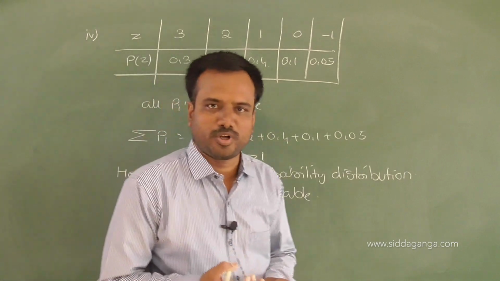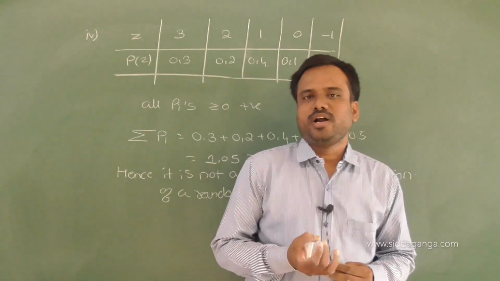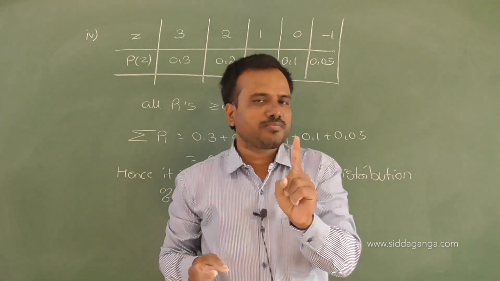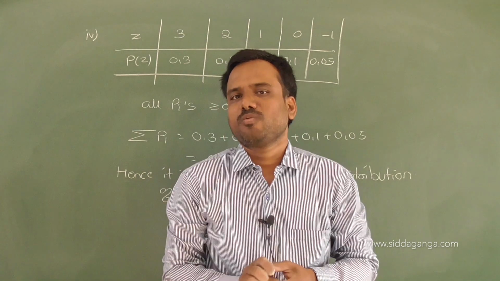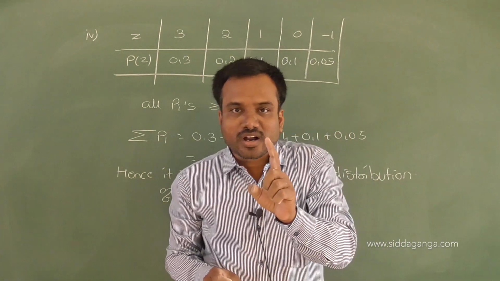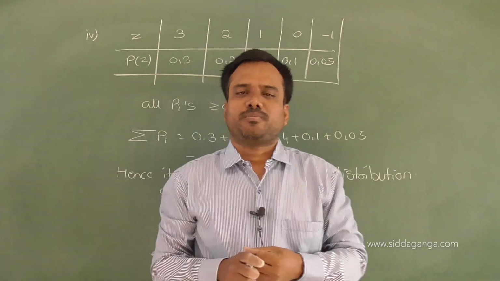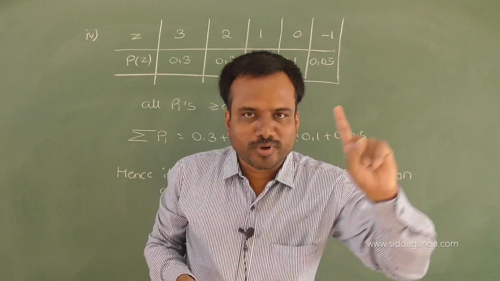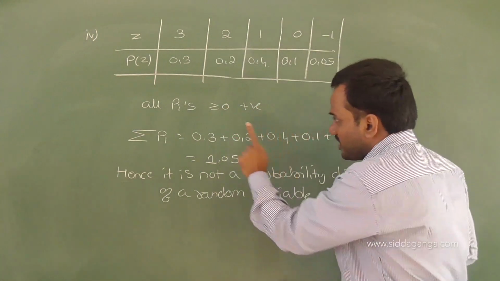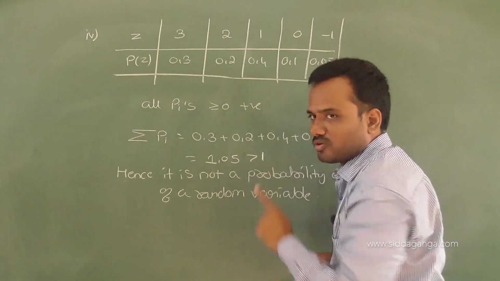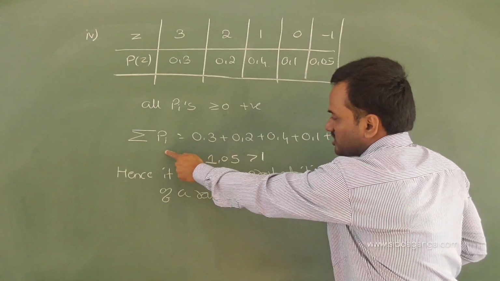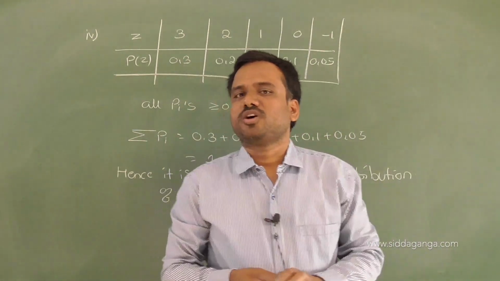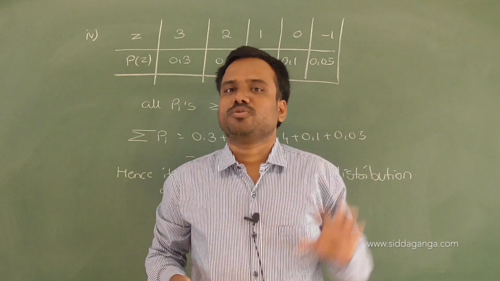This is about the concept of random variable and probability distribution. Once again I explain: random variable is a real valued function whose domain is nothing but sample points of the random experiment. Probability distribution: probability values with respect to the random variable are always greater than or equal to 0, less than or equal to 1, meaning positive, and summation is always equal to 1. If these two conditions satisfy, the given probability values are called probability distributions.